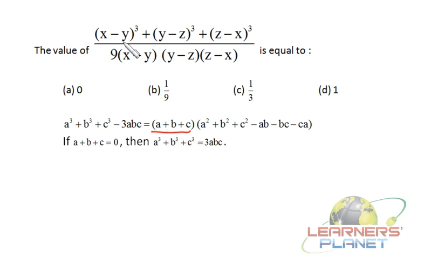So here suppose x minus y is a, y minus z is b, and z minus x is c. So it's a cube plus b cube plus c cube. Now a plus b plus c will be x minus y plus y minus z plus z minus x. That means a plus b plus c will be 0. That means a cube plus b cube plus c cube will be 3abc. That is 3 times (x minus y)(y minus z)(z minus x). So (x minus y)(y minus z)(z minus x) will get cancelled from this. So we are left with 3 by 9, that is 1 by 3. I hope I should not write the entire expression. You are clear about the explanation. Okay friends?